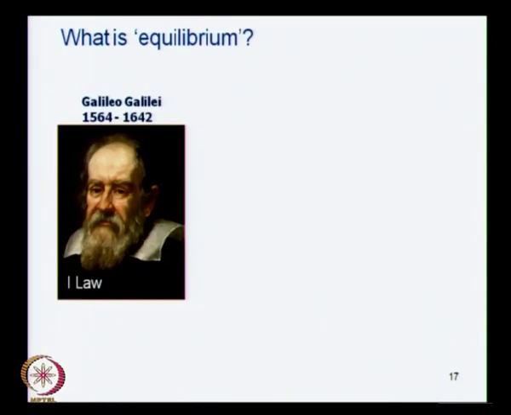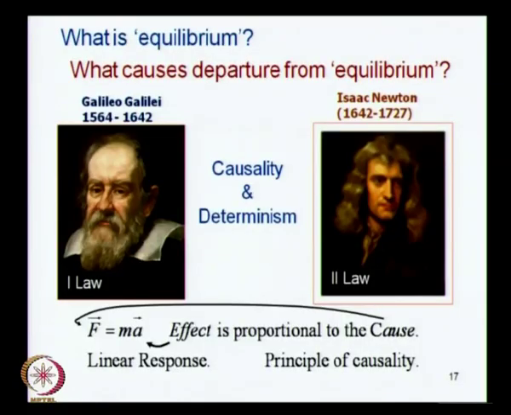The first rigorous understanding that we got of the mechanical equilibrium of an object was from Galileo Galilei. He explained what equilibrium is in very rigorous terms, which we now recognize as the first law of mechanics. We often call it Newton's first law, but it was actually formulated by Galileo before Newton. Newton was born the same year that Galileo died, 1642.